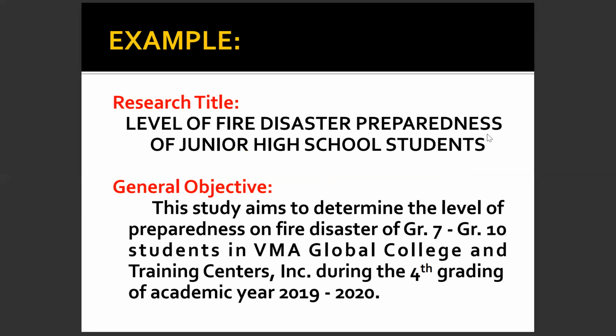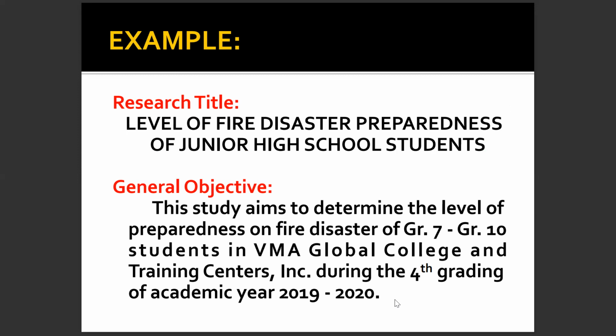So for example, we have the research title, Level of Fire Disaster Preparedness of Junior High School Students. The general objective would be: this study aims to determine the level of preparedness on fire disaster of grade 7 to grade 10 students in BMA Global College and Training Centers Incorporated during the fourth grading of academic year 2019-2020. So as you can see here, when you're writing your general objective, it should be in statement form.